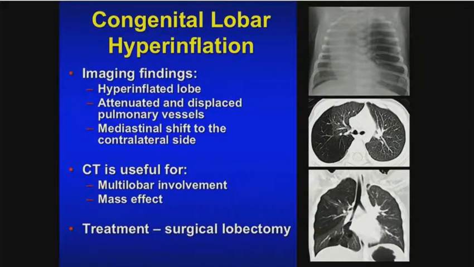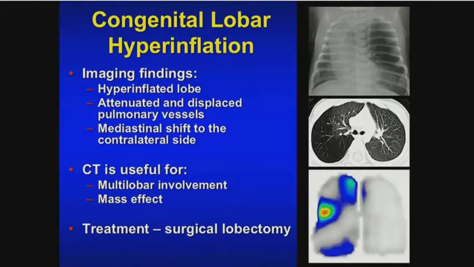So briefly talking about some imaging characteristics, of course, a hyperinflated lobe with attenuated and displaced pulmonary vessels is typically seen. If it's severe enough, of course, mediastinal shift to the contralateral side can be seen. I think the CT can be very helpful, particularly for multifocal lesions. Sometimes we do a nuclear medicine study to look at the area of the lung which is accumulating air, and the part of the lung which is not accumulating air. Those are the normal portion of the lung which should be preserved, and the part which is abnormal should be surgically resected. For a symptomatic patient with these imaging findings, the current management of choice is surgical resection.